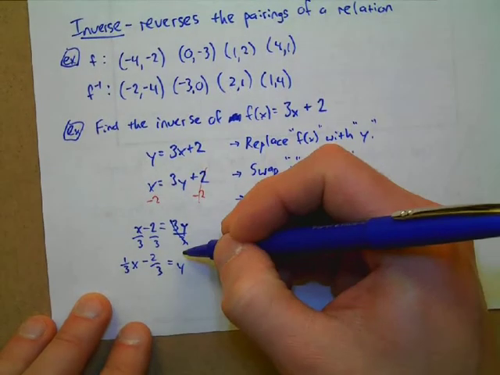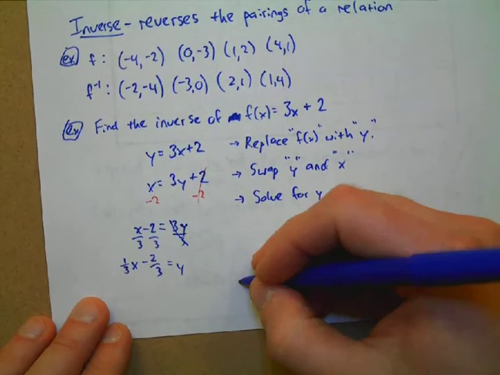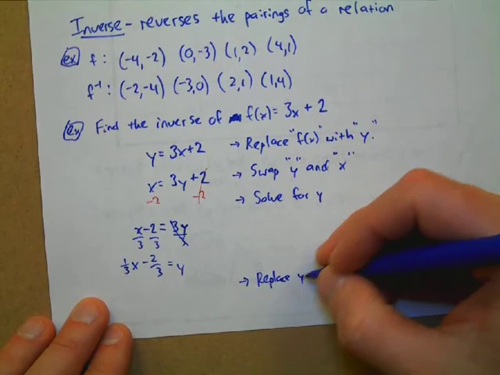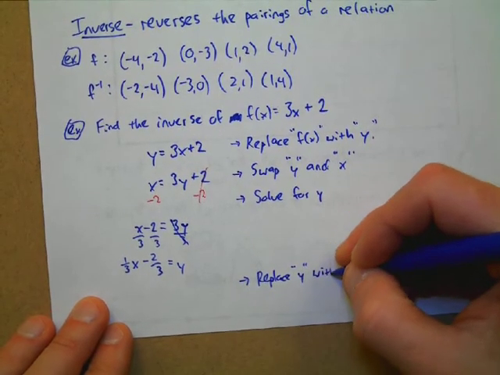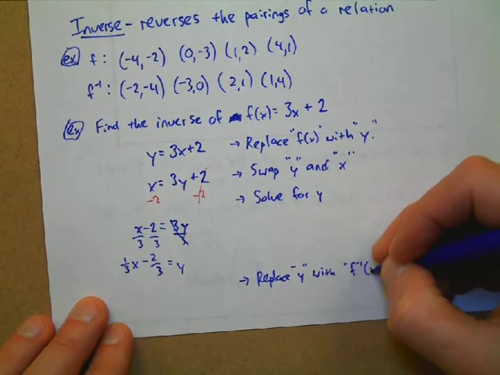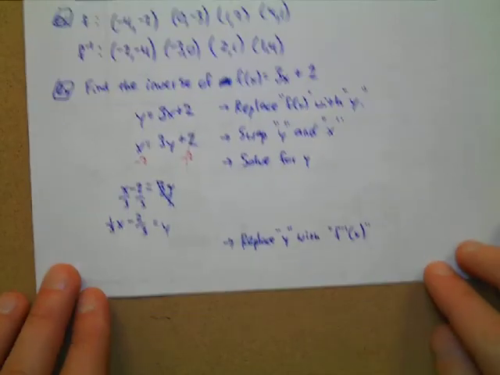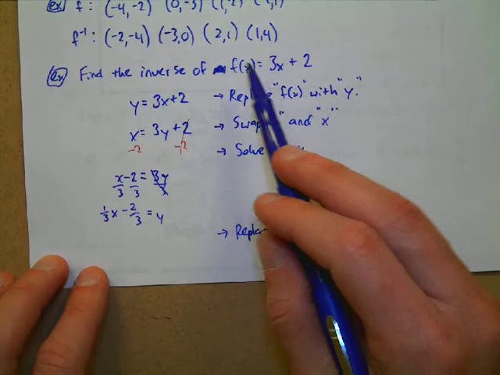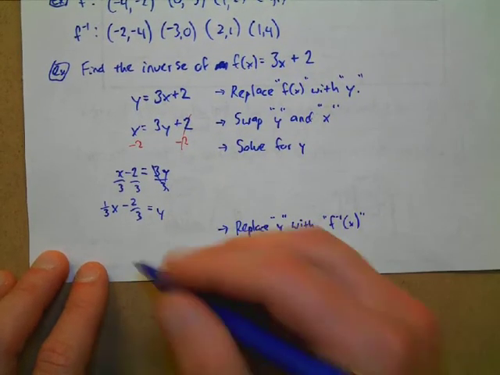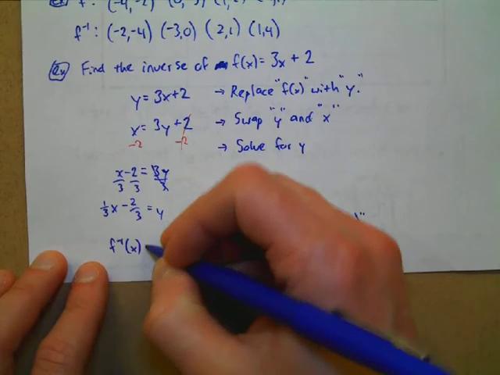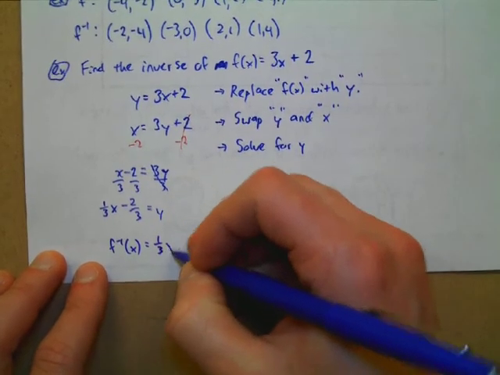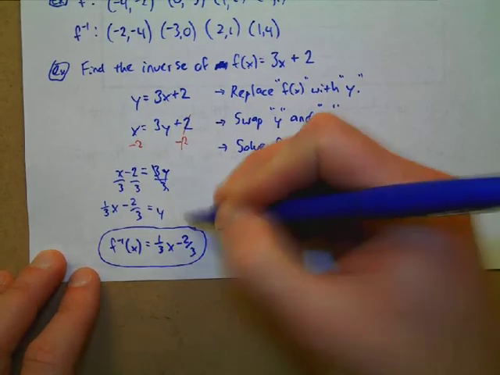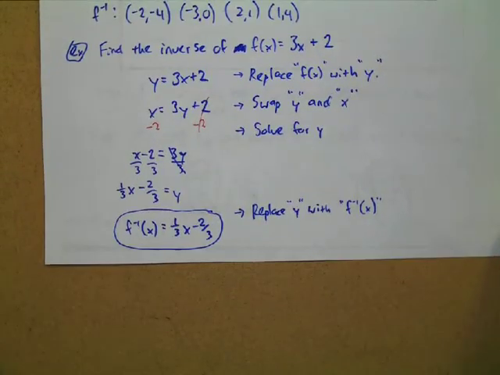Okay? And the last step here is replace y with f inverse of x. Remember, we started with f of x equals. We're going to put it back in that form. So f inverse of x equals 1/3x minus 2/3. Okay? And there it is.